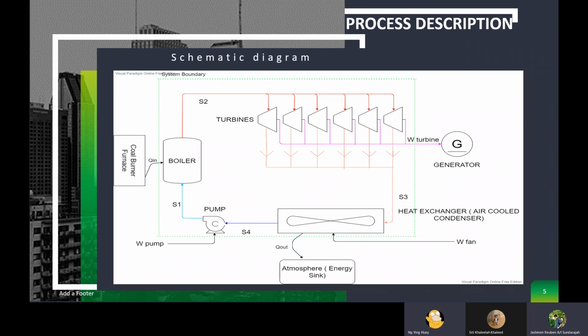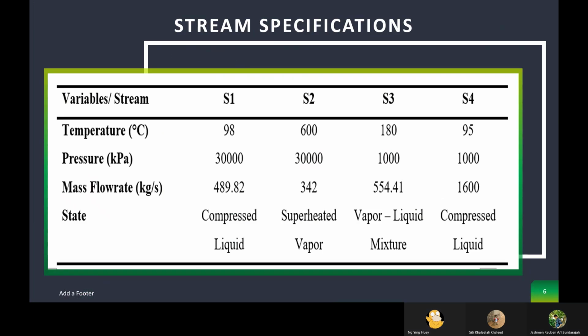Next slide, please. As you can see here, this is our schematic diagram of the steam power plant. It consists of the boiler, turbines, condenser, and the pump. Next slide, please. So, these are the stream specifications of our steam power plant.